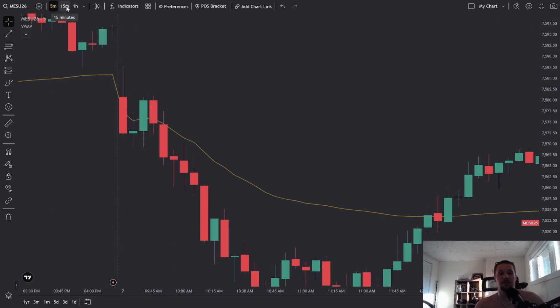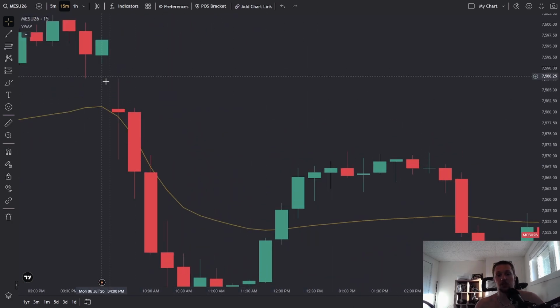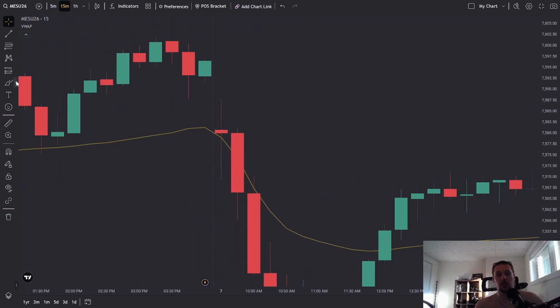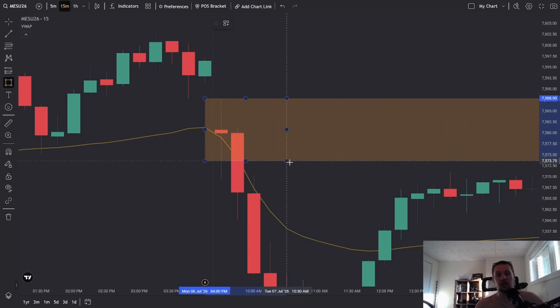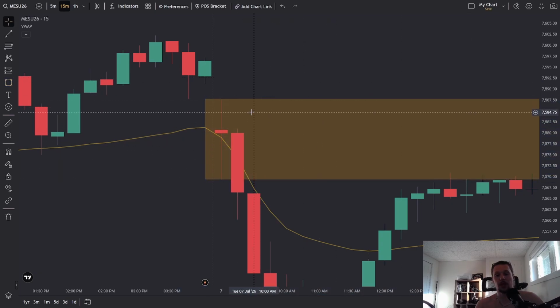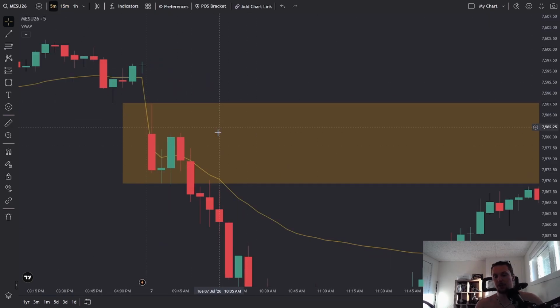You could do this on the 15-minute time frame as well, and what you could do is you could just put a box on top of the first candle, really. That'll be the first 3 5-minute candles put together from the top of the wick to the bottom of the wick of that first opening 15-minute candle, and this is going to be our opening range.